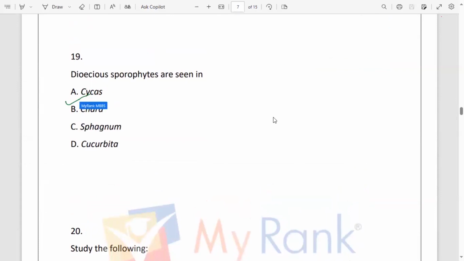Now, question number 9. Dioecious sporophytes are... The answer comes to be Cycas. Cycas is a plant where you will observe dioecious nature. It is not monoecious, it is dioecious. So answer is the first option.